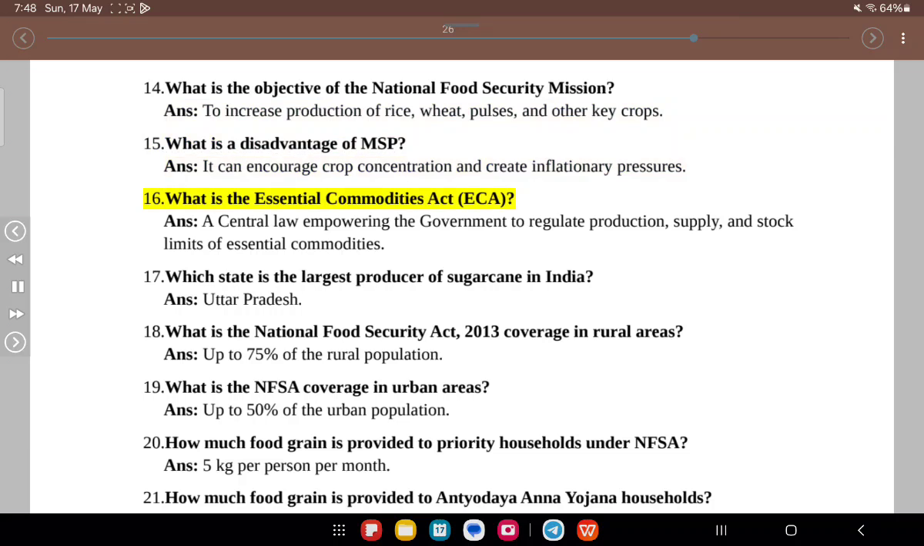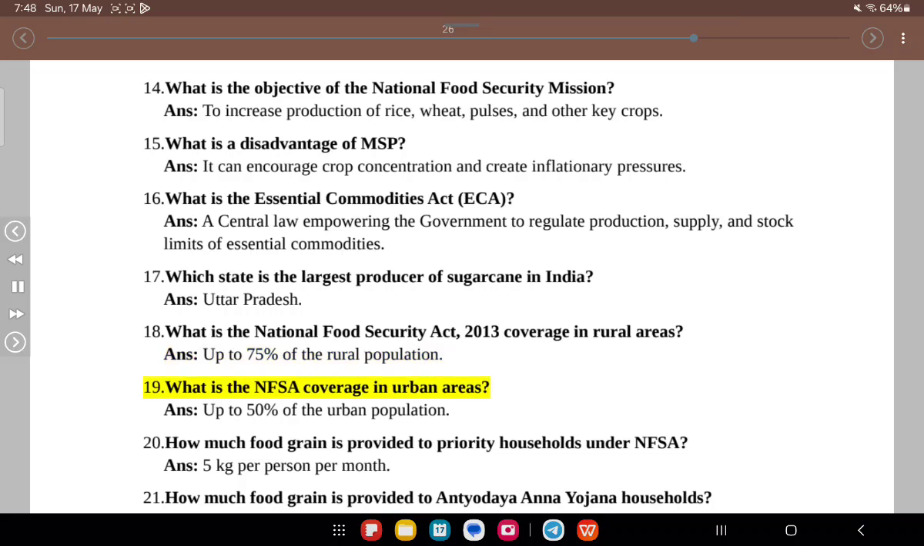16. What is the Essential Commodities Act (ECA)? Ans. A central law empowering the government to regulate production, supply, and stock limits of essential commodities. 17. Which state is the largest producer of sugarcane in India? Ans. Uttar Pradesh. 18. What is the National Food Security Act 2013 coverage in rural areas? Ans. Up to 75% of the rural population.